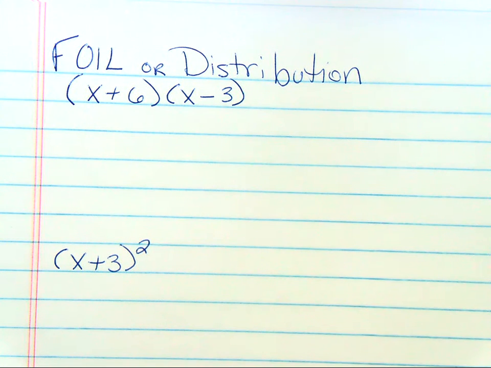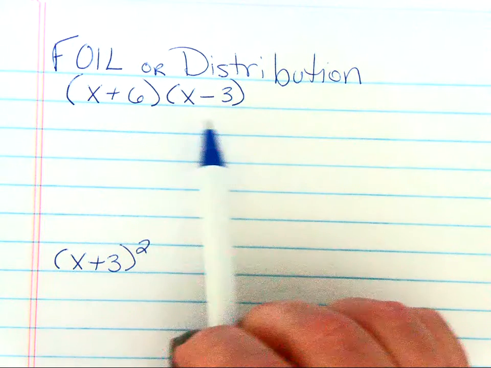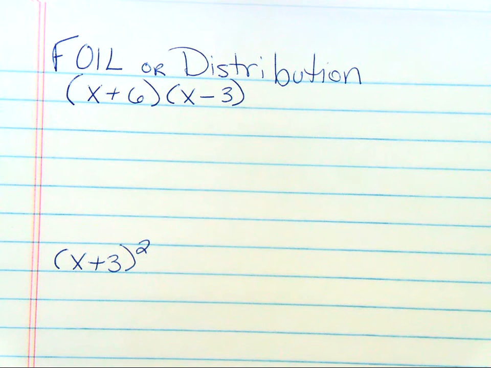So in this video, we're going to do a review of FOILing or distribution. And that's when you multiply a binomial times a binomial. And we're reviewing this because we're going to need this skill when we do our next section, which is 10.7.